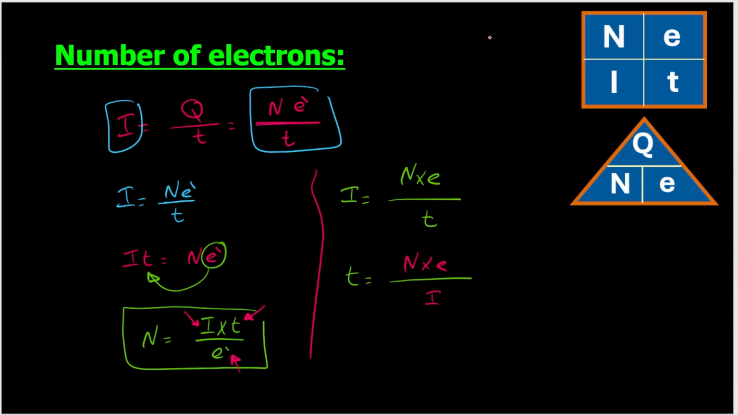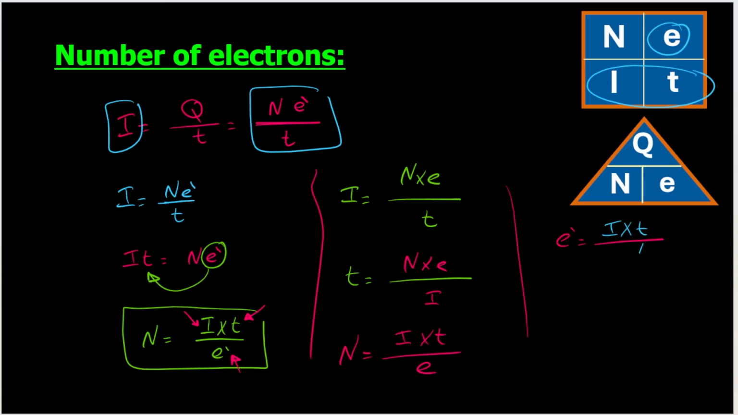What if you want to calculate N? You just start with I times T, according to cross multiplication, divided by E. What if you want to calculate the charge of the electron, which is already constant? You just cover it, then you write these two variables first divided by N. Here you will have a number whose measuring unit is ampere. Here the measuring unit is second. Here it's just a number, so it's electrons. Here it's a charge, so its measuring unit is coulomb.